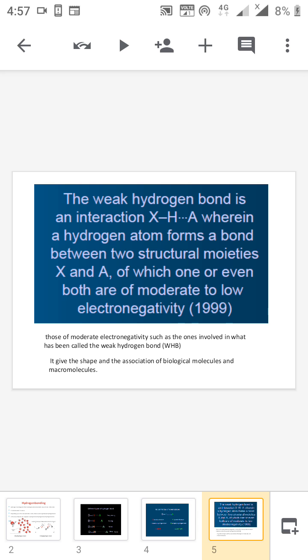So in the case of weak and very weak hydrogen bonding, the electrostatic force is operating and a moderately electronegative atom is involved. So the hydrogen bonding existing in this type of molecule is known as weak hydrogen bonding. And this weak hydrogen bonding gives the shape and association of biological molecules and macromolecules.